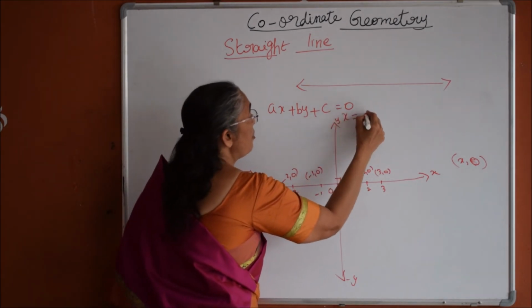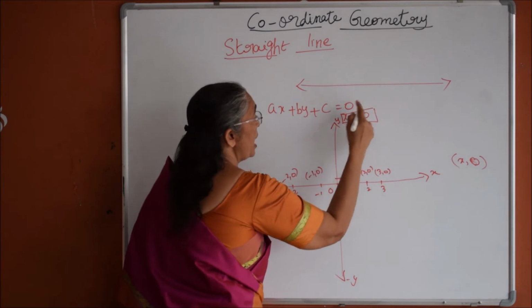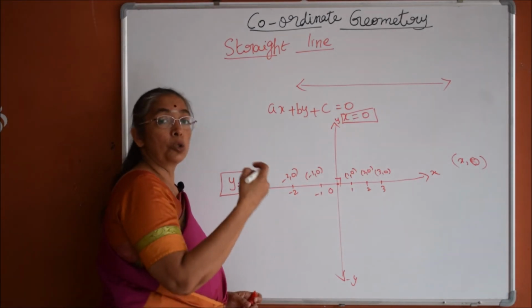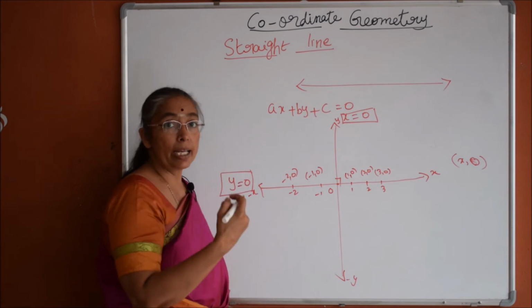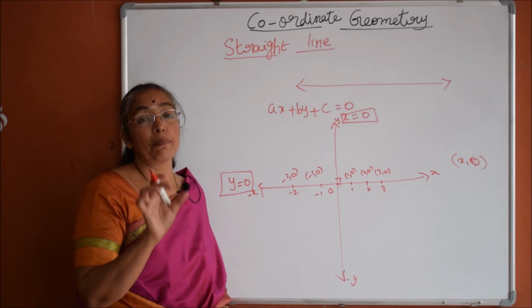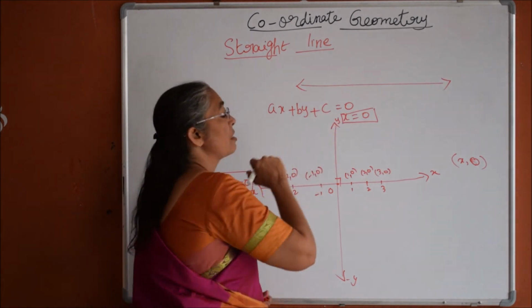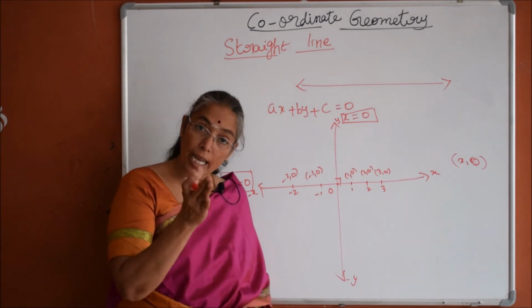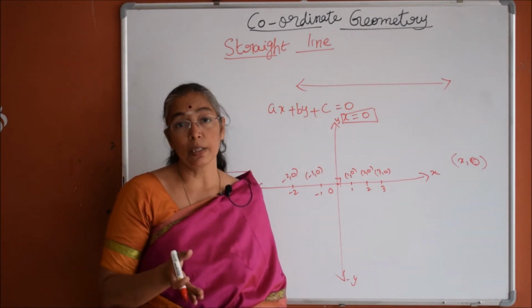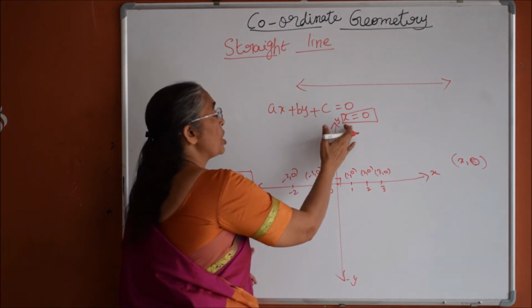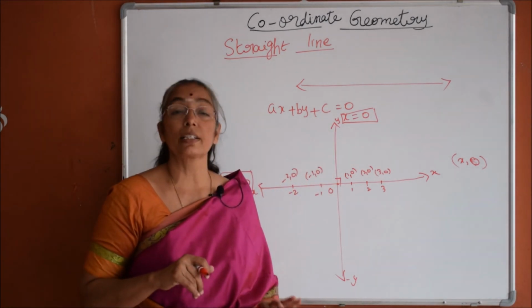Similarly, every point on the y-axis will be in the form of 0 comma 1, 0 comma 2, 0 comma 3. So 0 comma y in general. So our abscissa is becoming 0. That means x is equal to 0 is the equation of the y-axis. So even the x-axis and y-axis are straight lines? Yes. So we know the equation of the x-axis, y is equal to 0, and the equation of the y-axis, x is equal to 0.